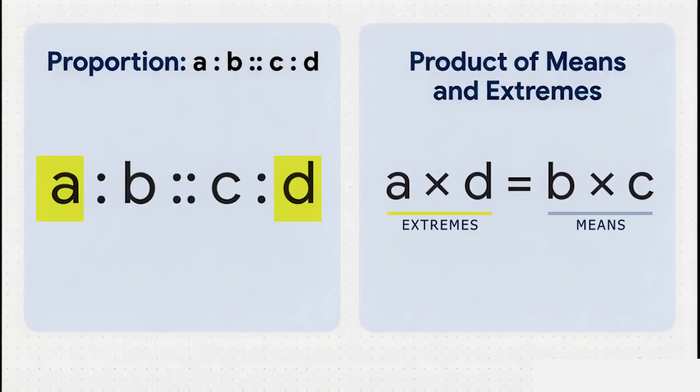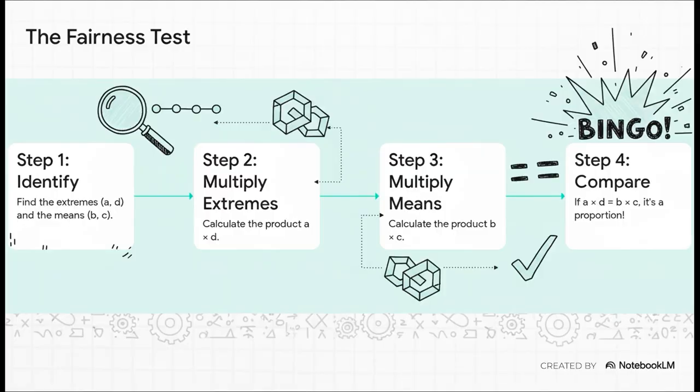Got it? Cool. So here's how the fairness test works. It's just 4 simple steps. Step 1, spot your extremes and your means. Step 2, multiply the two extremes together. Step 3, multiply the two means together. And step 4, the big reveal. If those two answers are exactly the same, bingo! You've got yourself a perfect proportion.